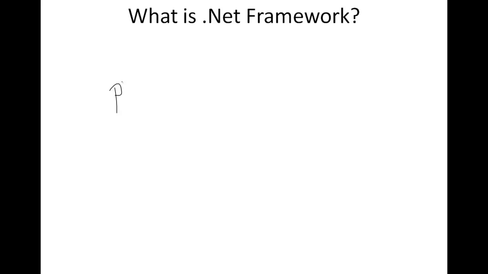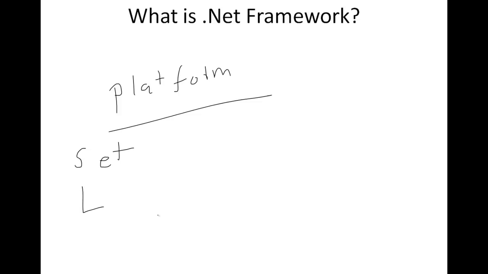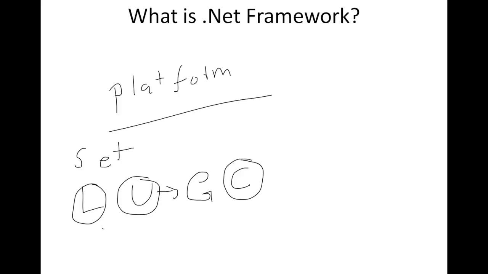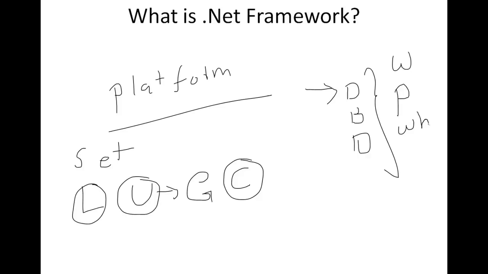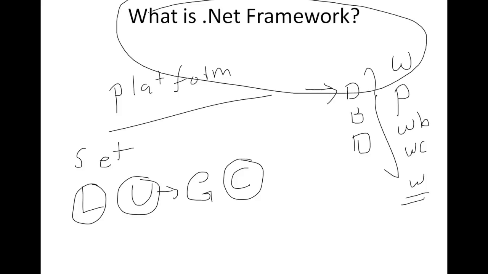a platform. .NET Framework is a platform which consists of a set of libraries, some utilities, like the GAC utility. It's a set of library utilities, some compilers, which we can use for developing, building and deploying various .NET applications like Windows applications, WPF applications, web applications, WCF services or web services. So this is about the basics of .NET Framework.